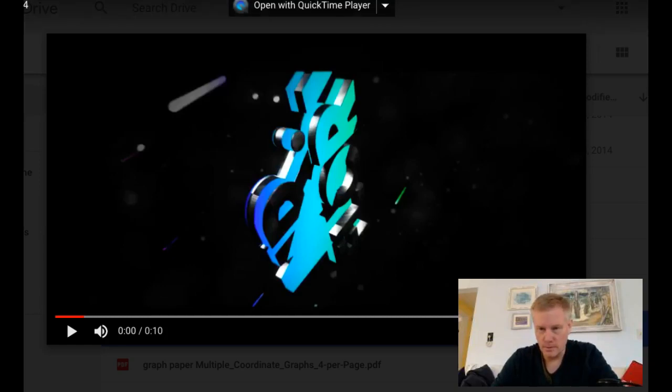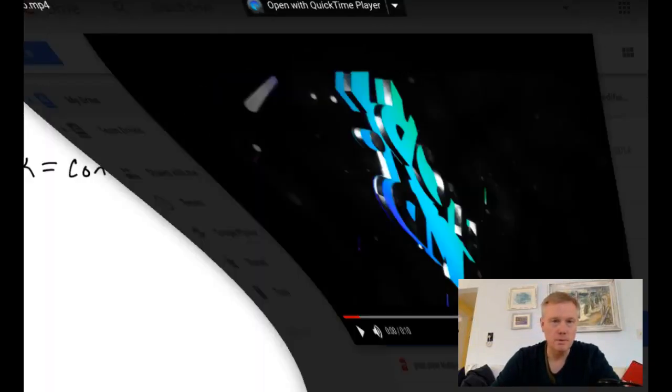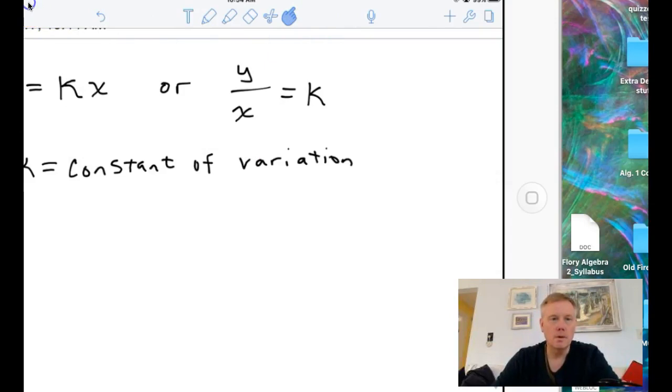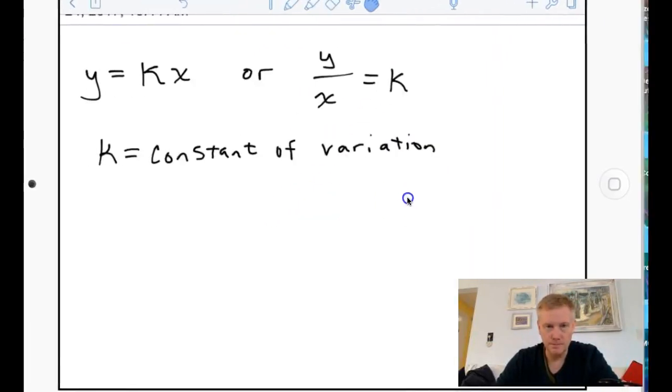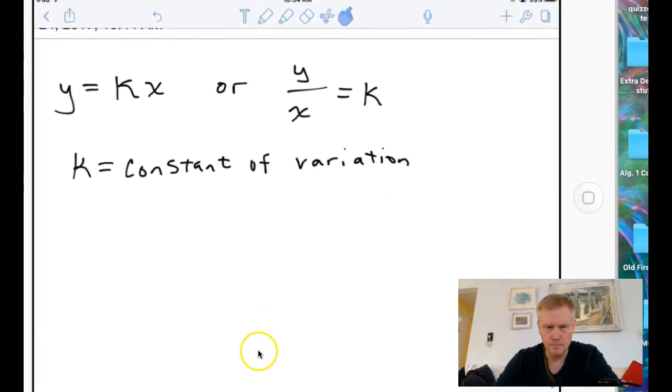All right, so let's see if I can get back to where I want to be. There we go. So today I'm going to talk about direct variation. Direct variation has one main equation, and it's this one here.